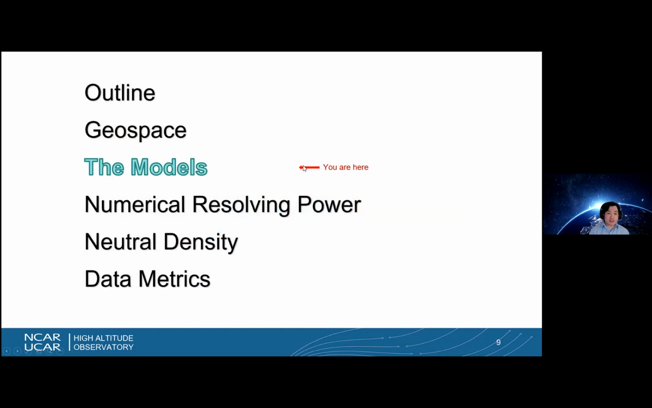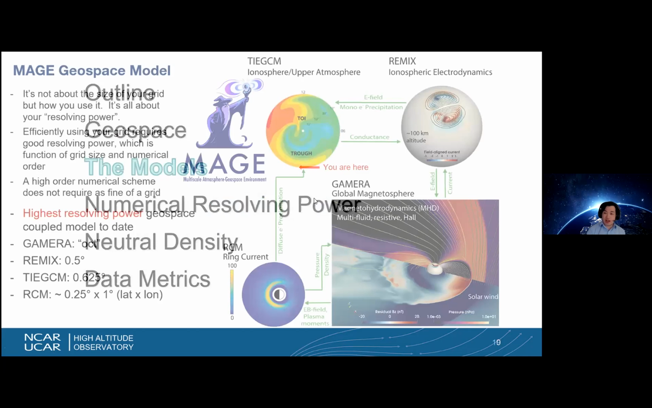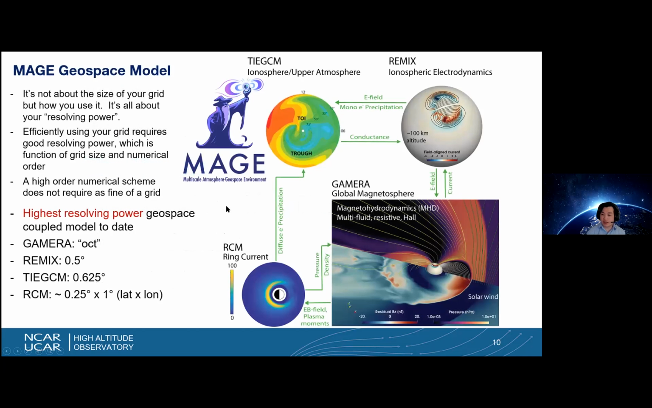All right, so now let's quickly discuss the different models, how the models are used, and the models of the different regions. First off, as part of SLAVA's CGS, the Center for Geospace Storms, we use the MAGE model, the multi-scale atmosphere geospace environment. This MAGE model incorporates TIGCM, the thermosphere, ionosphere, electrodynamic general circulation model, which is the model of the ionosphere upper atmosphere. There's also REMIX, which is the ionospheric electrodynamics model. There's Gamera, which is the global magnetosphere model. And then there's RCM, which is the ring current model.